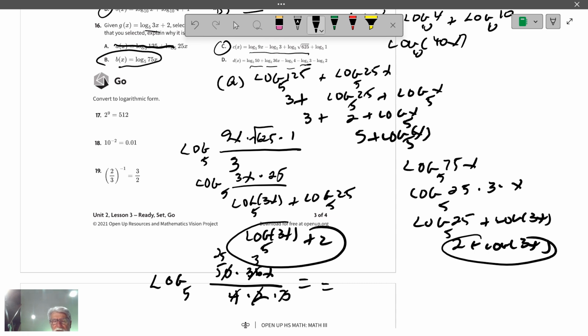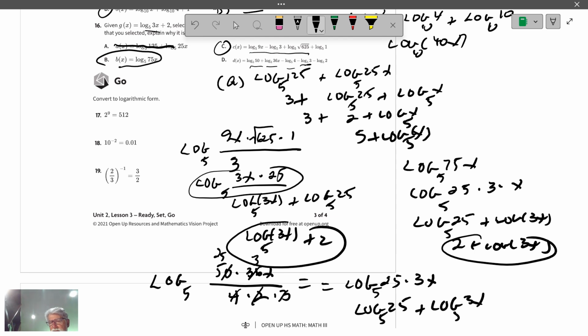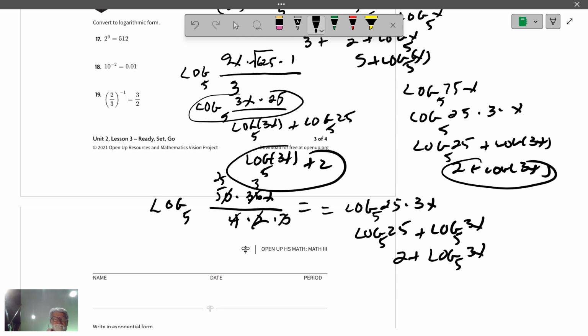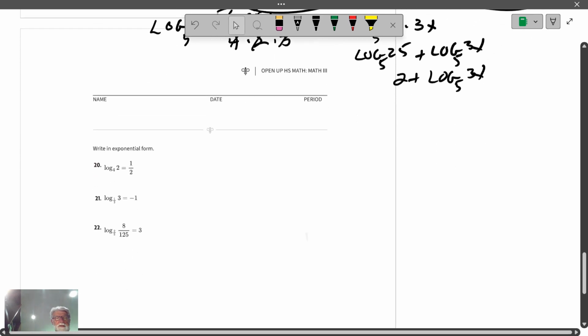So now my denominator is gone, so I have the log of 25 times 3x, which is what I just had in this problem up here, in base 5. So that's log of 25 in base 5 added to log of 3x in base 5. And voila, that's 2 plus log of 3x in base 5. Okay? So I'm compressing the logs back together and then simplifying.